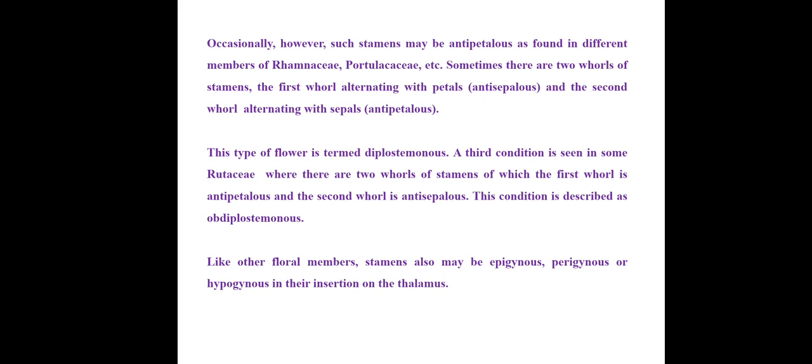Like other floral members, stamens also may be epigynous, perigynous or hypogynous in their insertion on the thalamus. Of course, when the words epigynous, perigynous and hypogynous are used, that means the stamens may be below the ovary, not above and not below, and above the ovary. So this is the number and insertion of stamens.